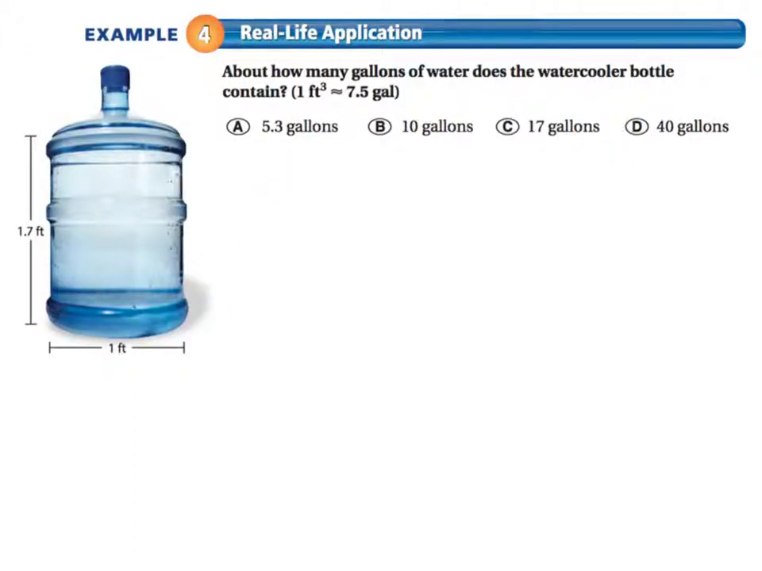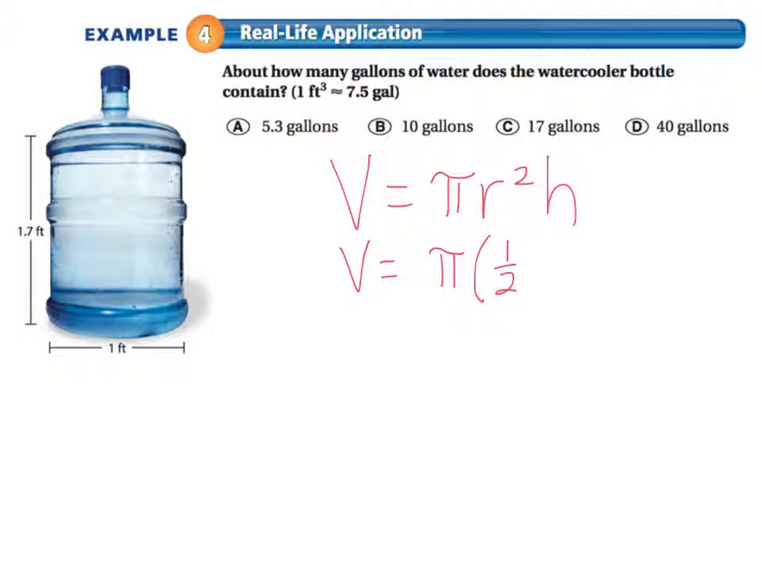Example number 4. About how many gallons of water does the water cooler bottle contain? Knowing that 1 cubic foot is approximately 7.5 gallons. Step 1, find the volume. Step 2, I plug it in. So what's the radius? Good, it's a half. The height is 1.7.